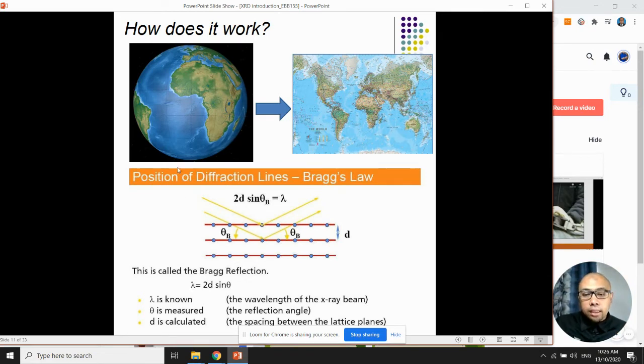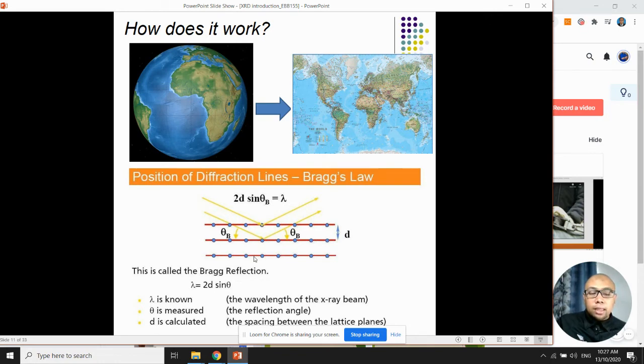Here is the equation for Bragg's law: 2d sin theta equals lambda. Lambda is known as the wavelength of the X-ray source. Theta is the diffraction or reflection angle from the input and output of the wavelength. d is what we call the spacing between the lattice planes. As I mentioned earlier in my video, normally we call d the interplanar spacing.